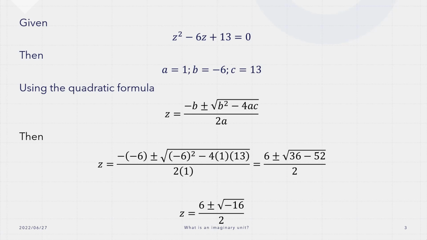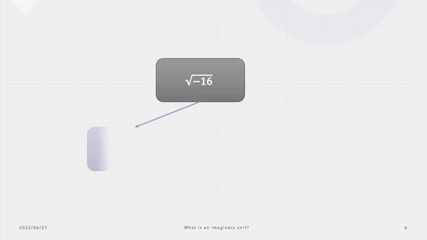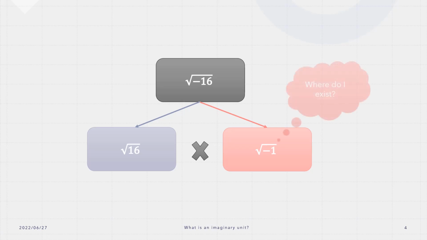Let us consider the square root of negative 16. First, we can use our knowledge of surds to split the square root of negative 16 into the square root of 16, which we can evaluate, and the square root of negative 1, which we cannot evaluate. Why not, you may ask? Well, according to our definition of real numbers, they can either be 0, greater than 0, or less than 0. The square root of negative 1 is none of these. If there is such a number, it exists only in our imagination.